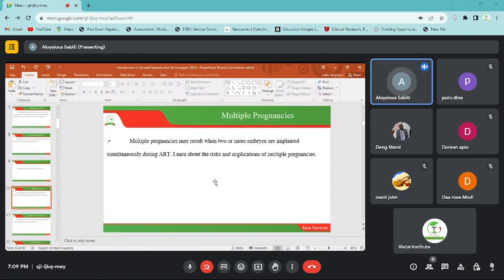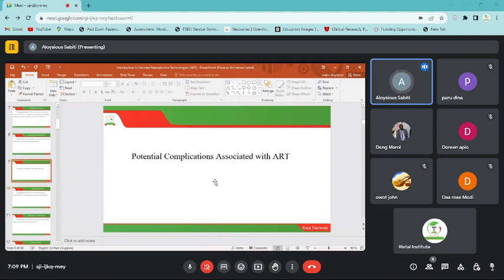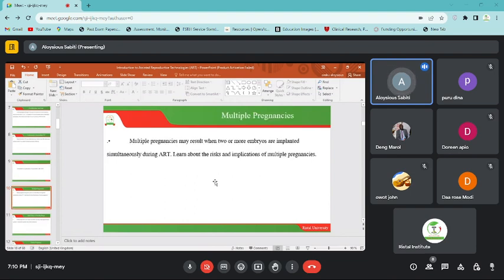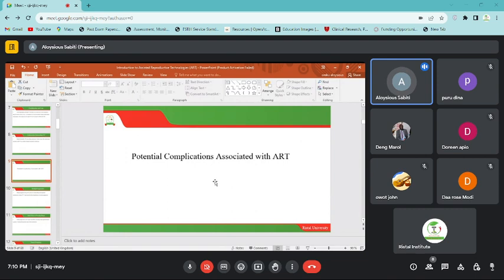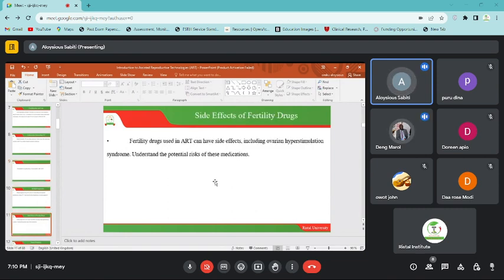So we looked at some of the potential complications, where we looked at multiple pregnancies. We looked at the side effects of the drugs as a potential complication, because there are some.